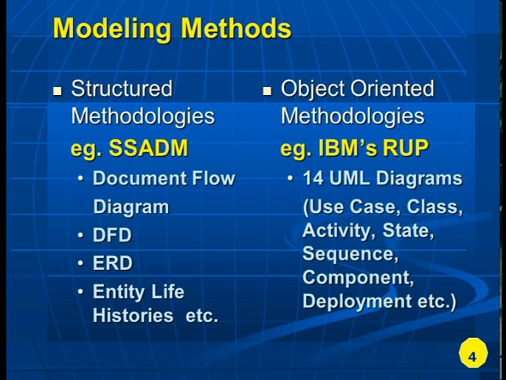And if you take the object-oriented methodology, if you take the Rational Unified Process, there are 14 UML diagrams you can draw when you're following it. There are examples like use case, class, activity, state, sequence, component, etc. These are some of the diagrams used in UML. It is very important that some of these diagrams, like the activity diagram and the use case diagram, can be used with structured methodologies. But diagrams such as the class diagram and sequence diagrams, you need to use an object-oriented approach to draw.